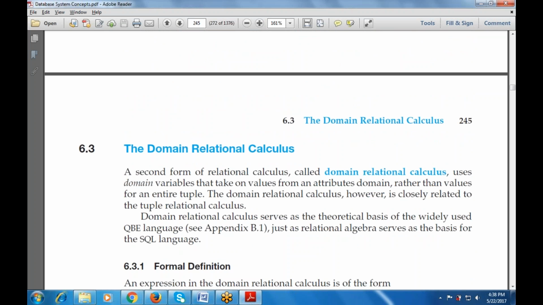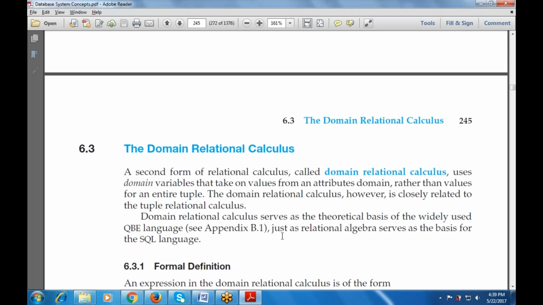Next part is the domain relational calculus. Till now we have finished with the tuple relational calculus, in which we work on tuples. Now in the domain calculus we work on the range. A second form of relational calculus, known as the domain relational calculus, uses domain variables that take on values from an attribute, rather than values of an entire tuple.